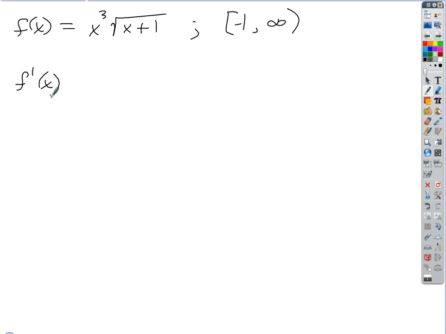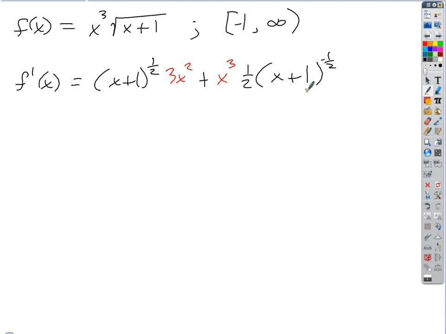So we get x plus 1 to the 1/2 times the derivative of the first, which is 3x squared, plus the first, which is x cubed, times the derivative of the second. What's that going to be? 1/2 times x plus 1 to the -1/2 times 1. So just that.